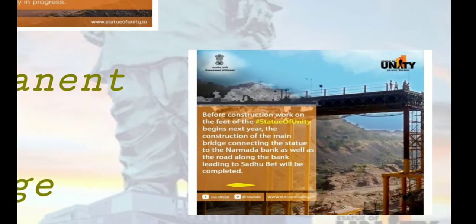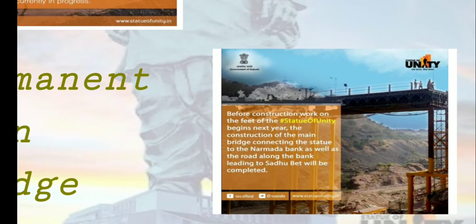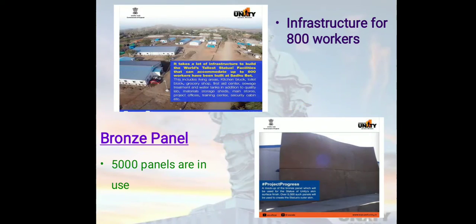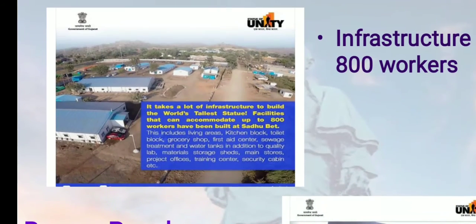Here we can see the image of the permanent main bridge, which replaces the temporary one in the previous slide. The purpose of this bridge is for the transportation of men and material from the bank to the site. Here we can see the image of the infrastructure provided by the local government. It provides accommodation for 800 workers.